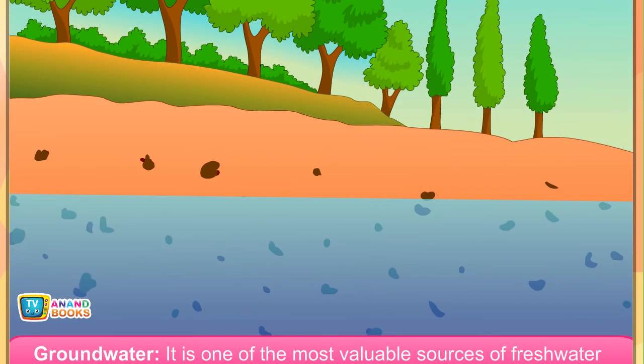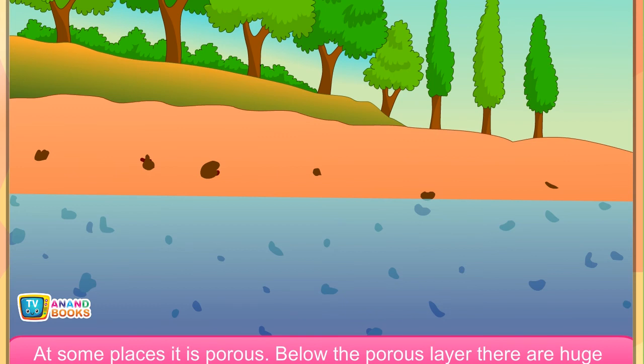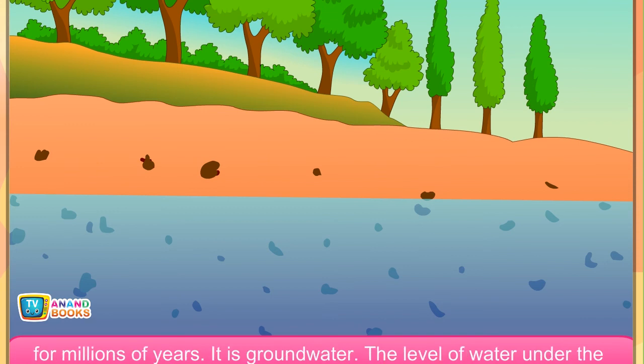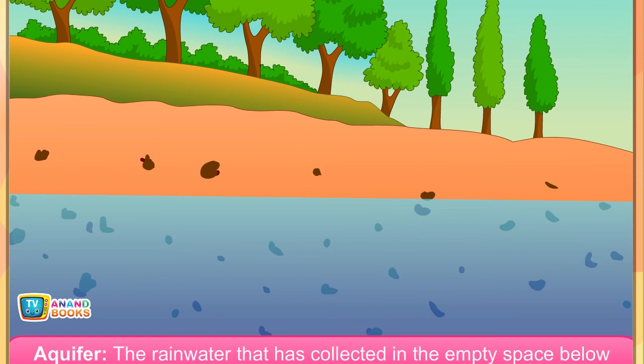Groundwater. It is one of the most valuable sources of fresh water on the earth. Below the horizon of Earth's crust, there is a layer of rocks. At some places, it's porous. Below the porous layer, there are huge spaces which are filled by the percolation of water into the ground for millions of years. It is groundwater. The level of water under the ground is known as the water level. Aquifer. The rainwater that has collected in the empty space below the porous rock layer is known as aquifer.